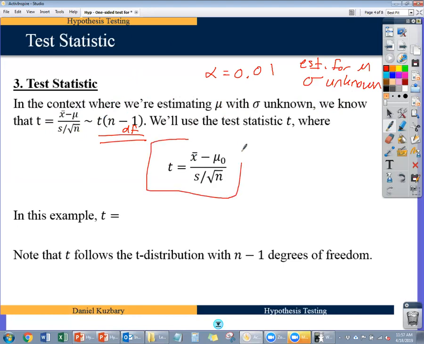So we're using this guy, the test statistic, which is x bar minus mu under the null hypothesis. This will be 100 in this case. The sample standard deviation over the square root of n. And once we get this statistic, we're going to use the t-distribution rather than the standard normal distribution. So we're using the t-distribution with n minus 1 degrees of freedom. So let's go get some numbers.